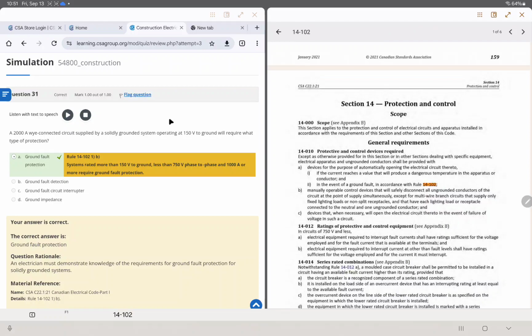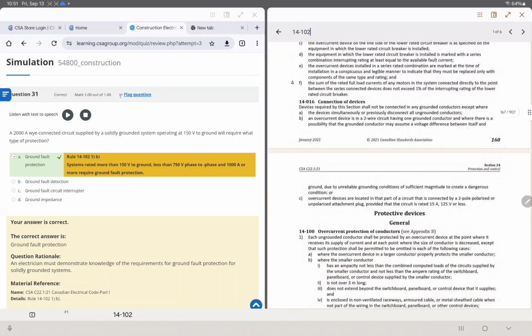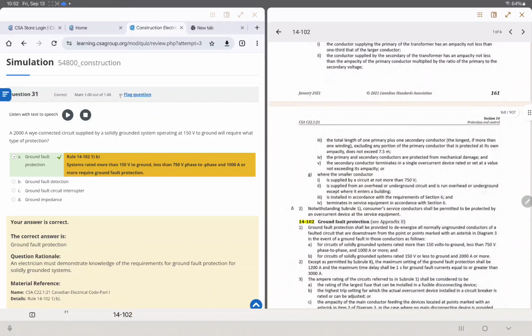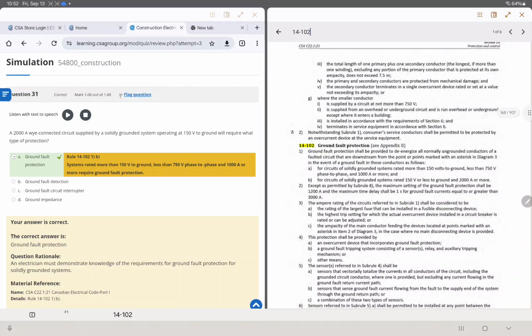Okay, so I've been looking at this question, and one of the main words in this question is protection. If you look in the index under protection, ground fault is there, and it says 14-102. So we come to section 14 and we're looking under 14-102, ground fault protection.